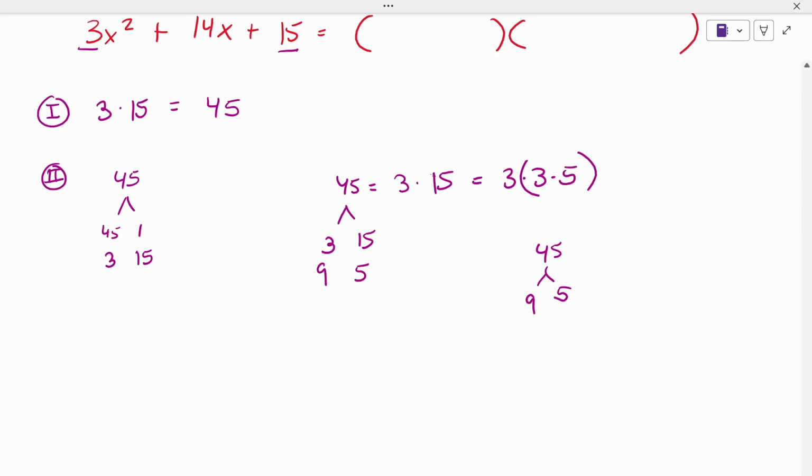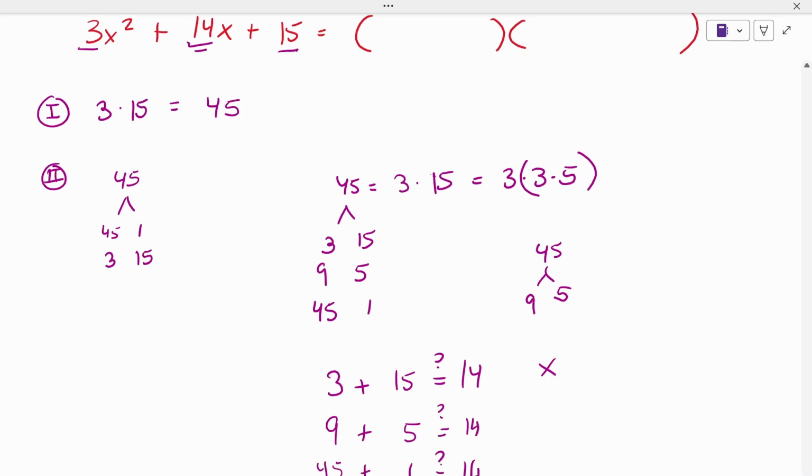And I think that's pretty much it. Other than 45 and 1, you've got 9 and 5 and 3 and 15. Okay, so that's step 2. But we need to use this information to see what adds to 14, the middle term. And so we're going to ask the question, 3 plus 15, does this equal 14? Of course, that's a no. 9 plus 5, does this equal 14? And 45 plus 1, does this equal 14?